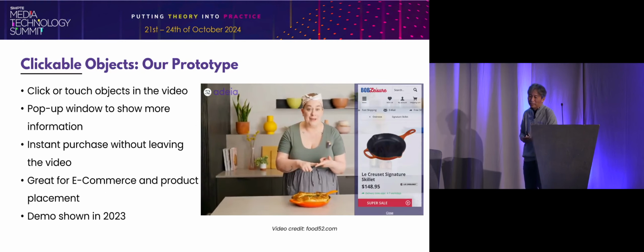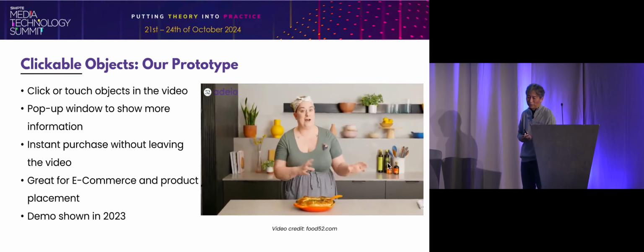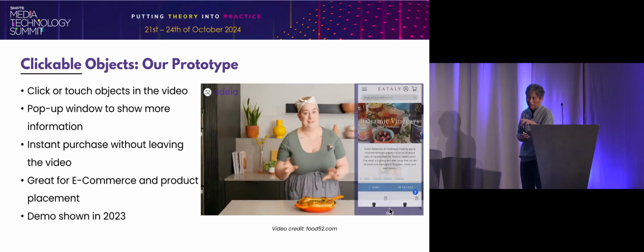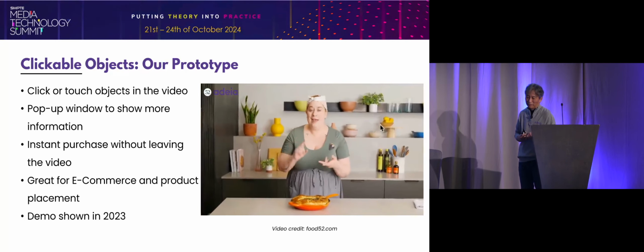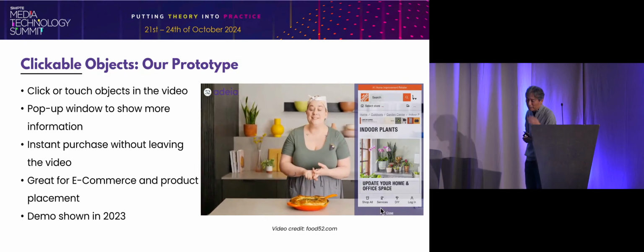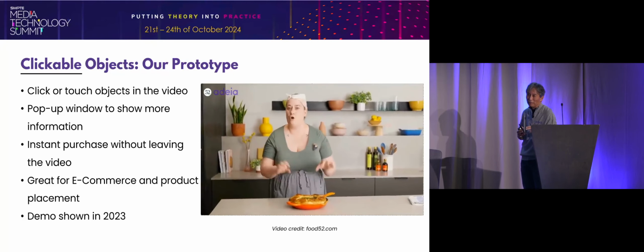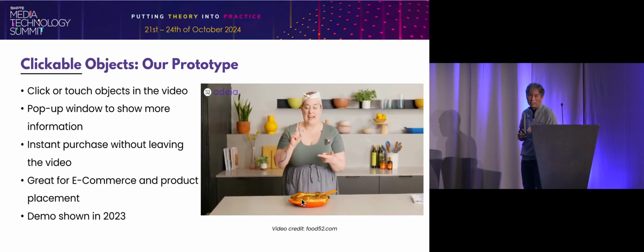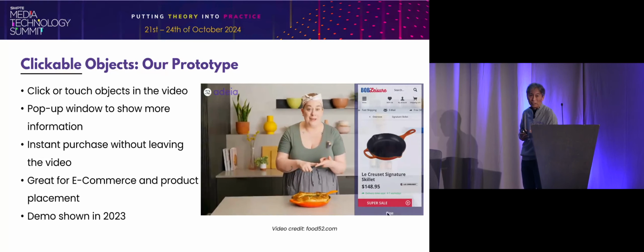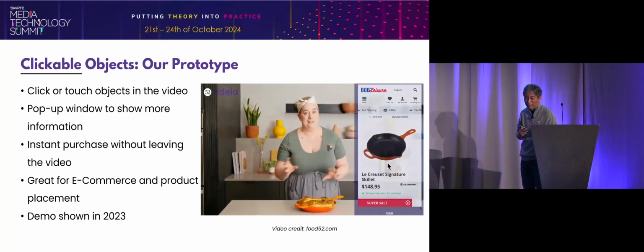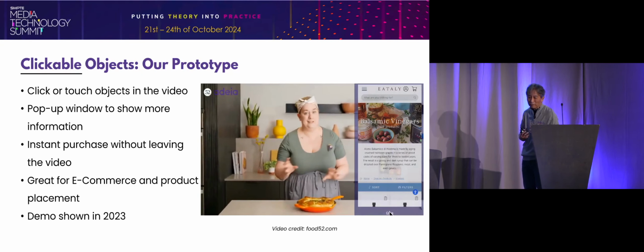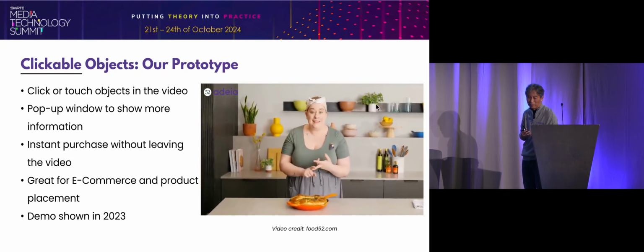So if you click the skillet, it will show the window. You click the bottle, it's balsamic vinegar. If you click the plants, it will show you the plants. And this is purchase information, and you can directly buy those products without leaving the video. It's a pretty cool feature and great for e-commerce and product placement.